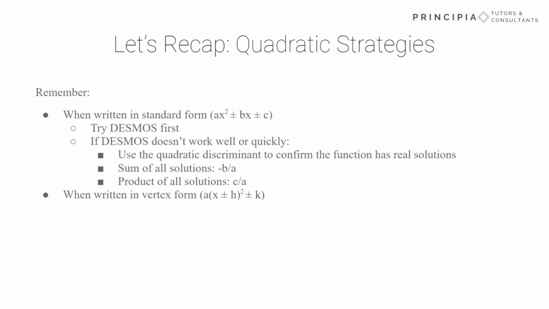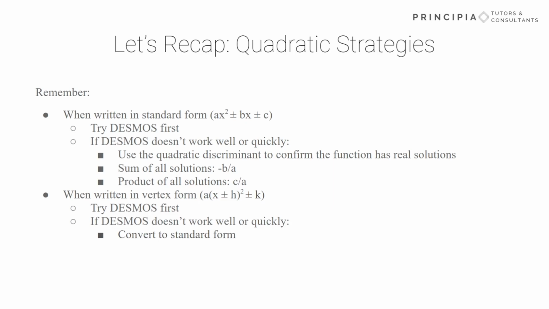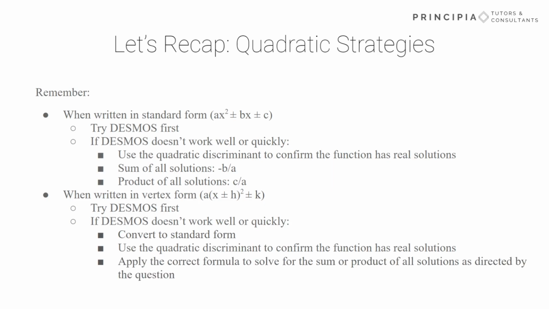If it's written in vertex form, again, try Desmos first. If it works quickly and it works well, move on. If it's not working well or quickly, that's where we need to convert the vertex form to standard form, use the quadratic discriminant to confirm the function has real solutions, and then we'd apply the correct formula to solve for the sum or product of all solutions as directed by the question.